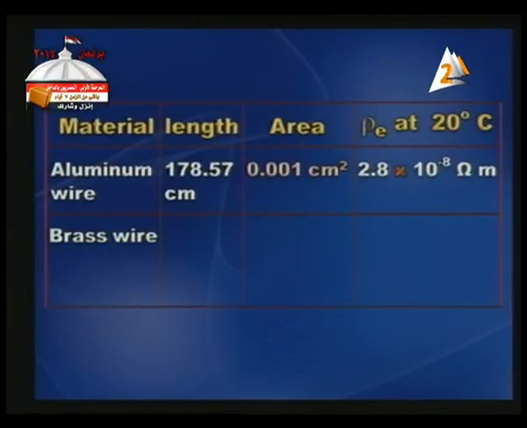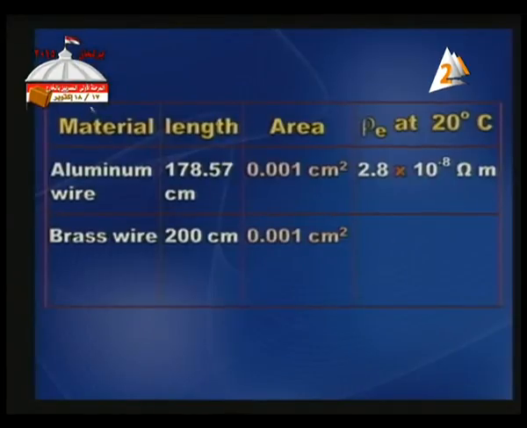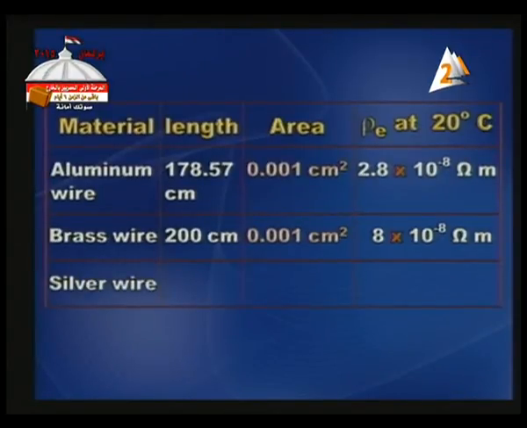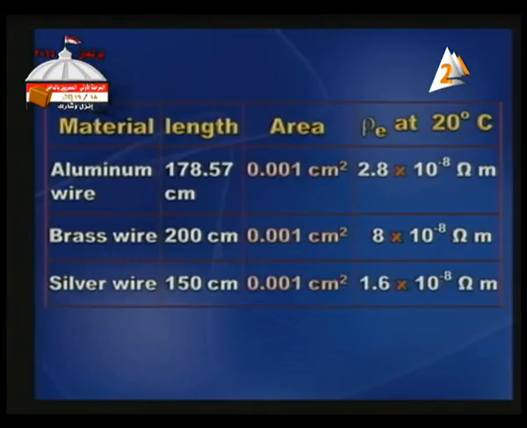What about the other wire? It is made of brass. Length 200 centimeters, same area, and resistivity 8 times 10 to the power of negative 8 ohm meter. And finally, the third wire is made of silver. Length 150 centimeters, area 0.001, same area, and resistivity 1.6 times 10 power negative 8 ohm meter.